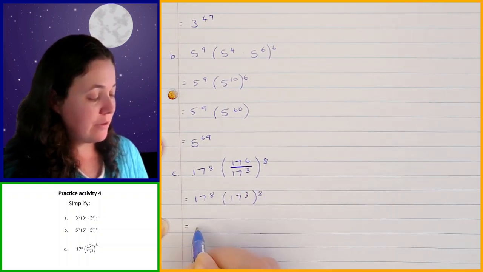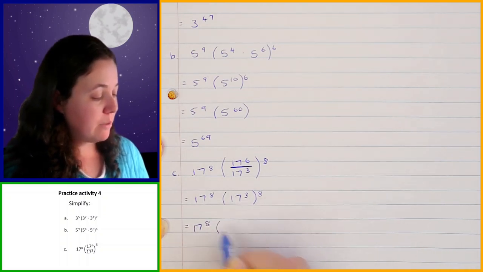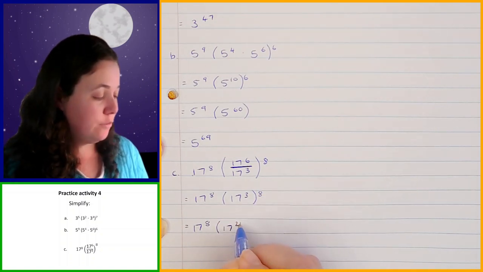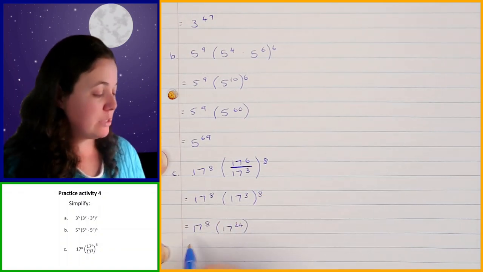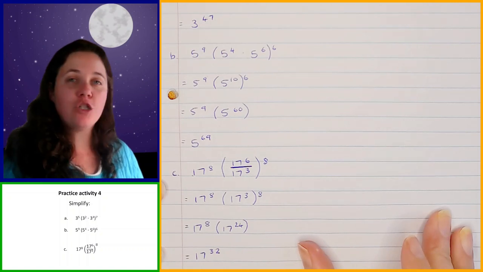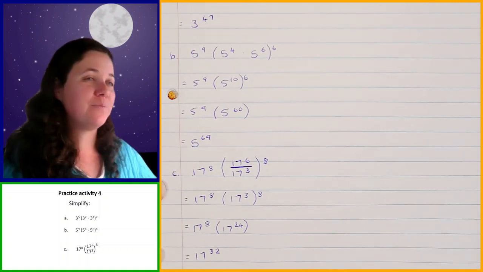And then I'm going to simplify that, and that gives me 17 to the power of 8 multiplied by 17 to the power of 3 times 8 is 24. And then when I multiply those together, I add the exponents, and that gives me 17 to the power of 32. So for question C, you should have got 17 to the power of 32.